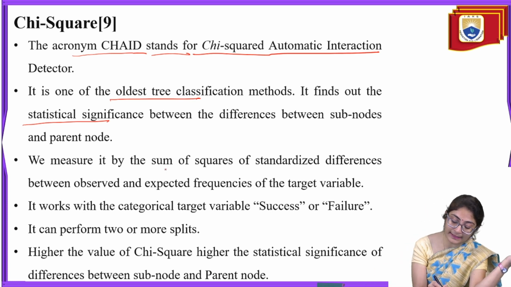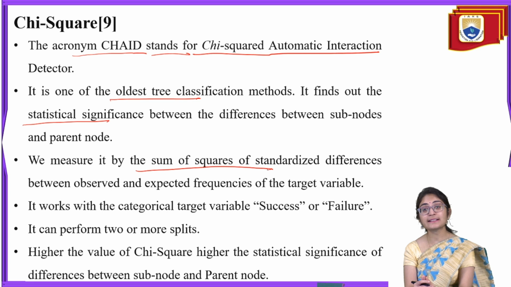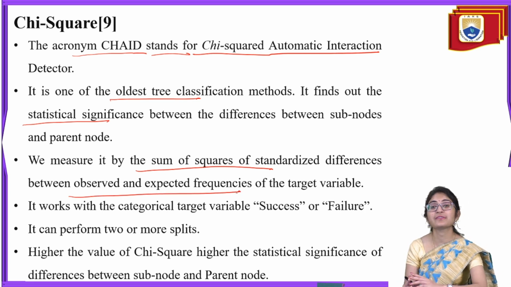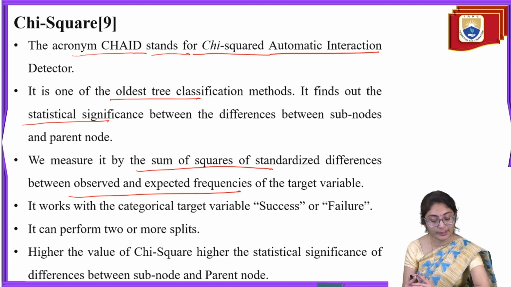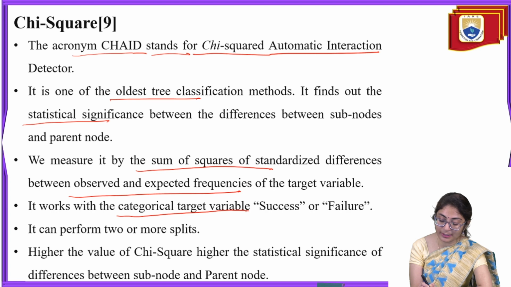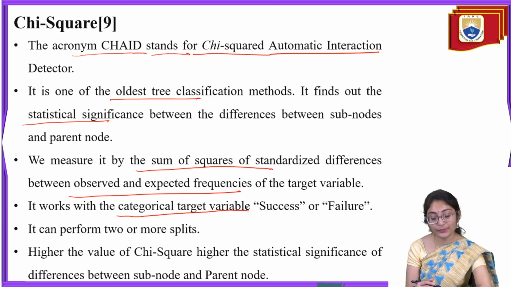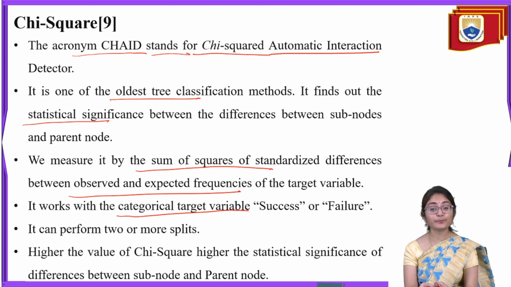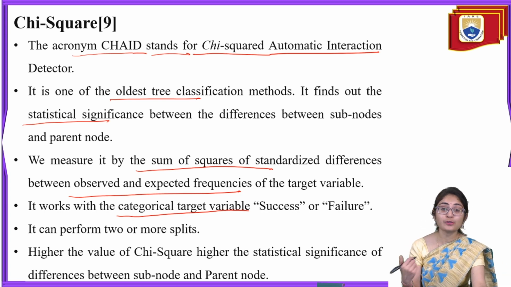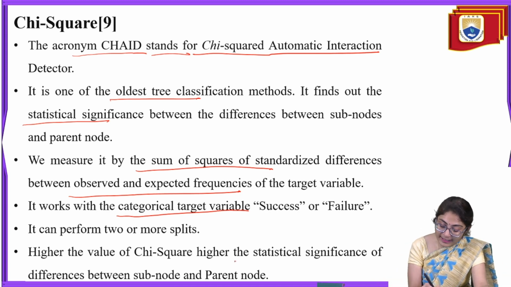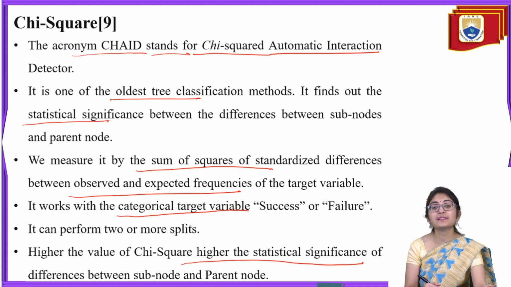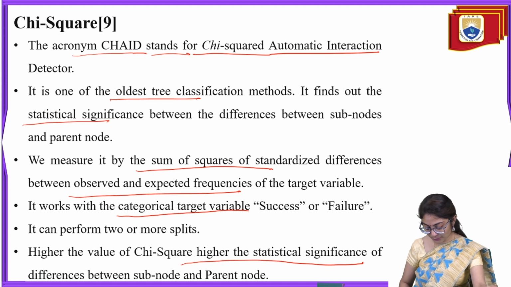We measure it by the sum of the squares of the standardized differences between the observed and the expected frequencies of the target variable. It works with a categorical target variable, success or failure, and it can perform two or more splits. The higher the value of the chi-square, the higher the statistical significance of differences between the subnode and the parent node.